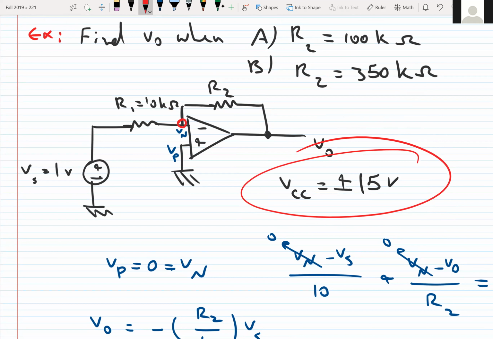Last week I said that we cannot go beyond plus or minus VCC. The maximum and minimum of the output voltage are limited to the external voltage source.